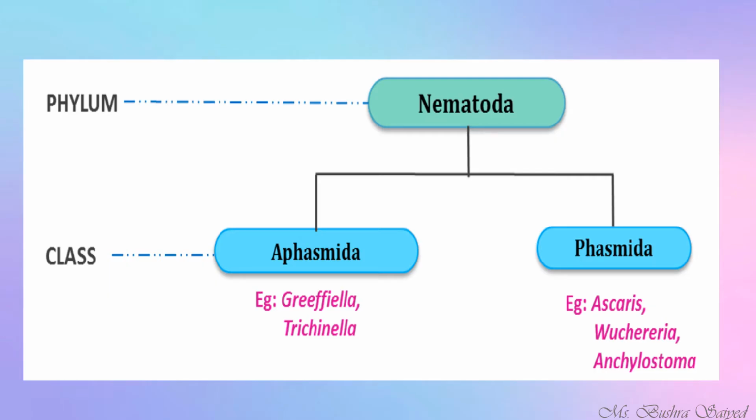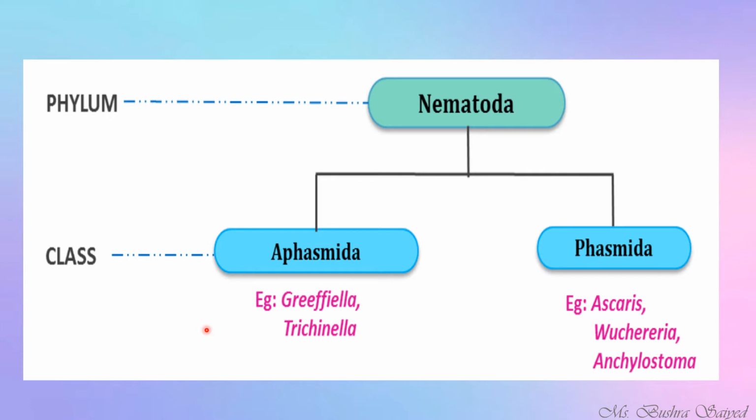So yes, this phylum has a total of two classes. The class one is Aphasmida and the other one is Phasmida. The names are given on the basis of a sensory organ located at the posterior end of the organism. If the sensory organ is absent, those nematodes come under Aphasmida, and those who bear the sensory organ, the phasmids, belong to the class Phasmida of the phylum Nematoda.